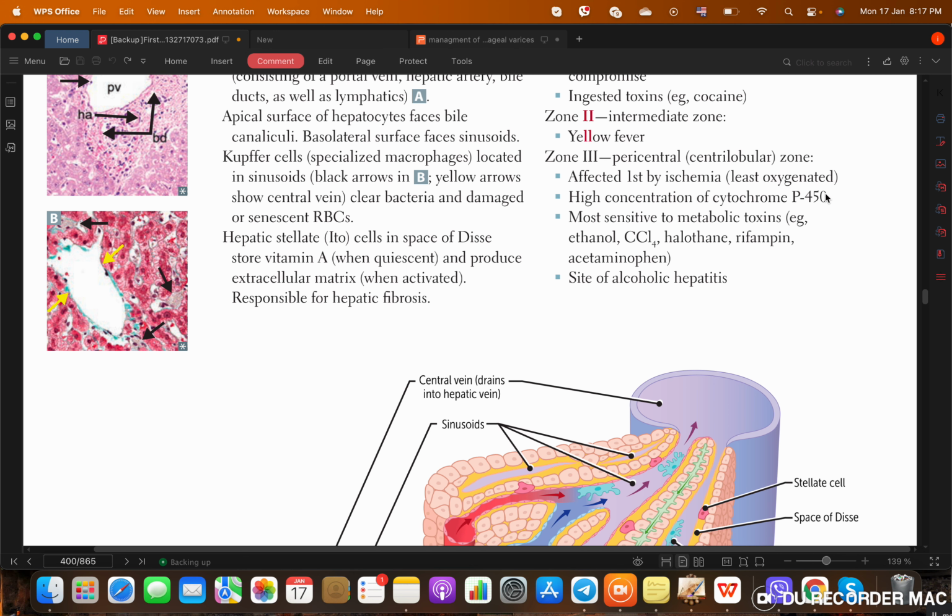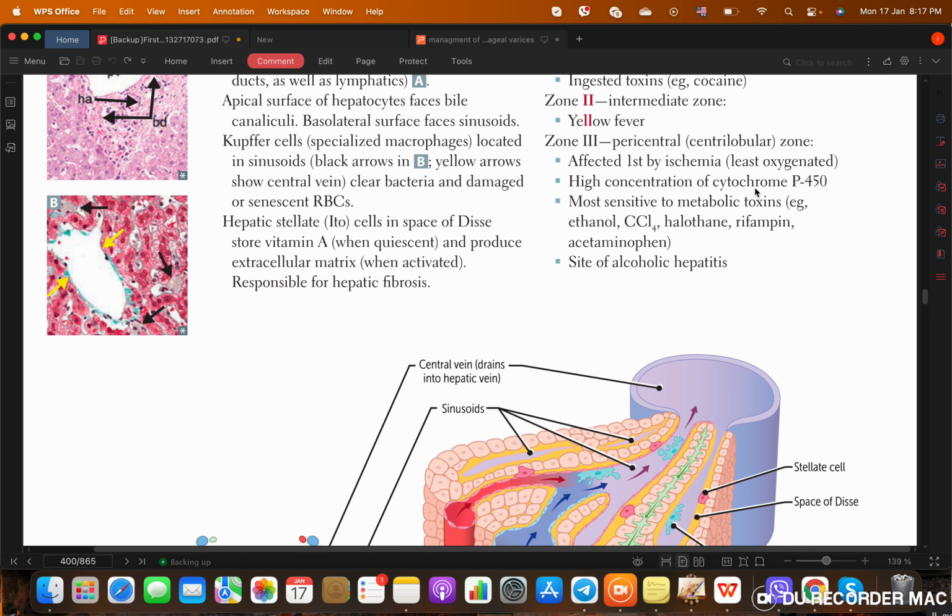So zone 3 is the very central, also called the centrilobular zone, affected first by ischemia because it has the least oxygenation, high concentration of cytochrome P450, and is the most sensitive to metabolic toxins like ethanol, like vodka, and carbon tetrachloride. This one is important. Carbon tetrachloride. You are like, never heard of that. Well, you know, guys, what is dry cleaning?